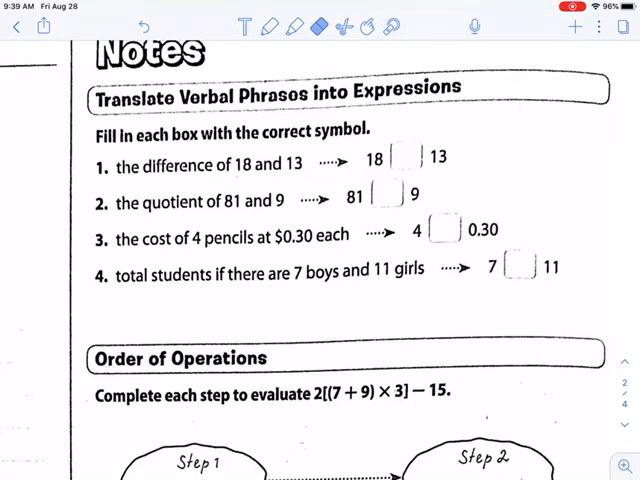Okay, so for your notes here, the difference of 18 and 13. So you want to think about what difference means. And we know that that means subtraction. Quotient of 81 and 9. Quotient means to divide. The cost of 4 pencils at 30 cents each. So because you have 4 of them, you're going to want to multiply. And total students, if there are 7 boys and 11 girls. Total, we're going to add.